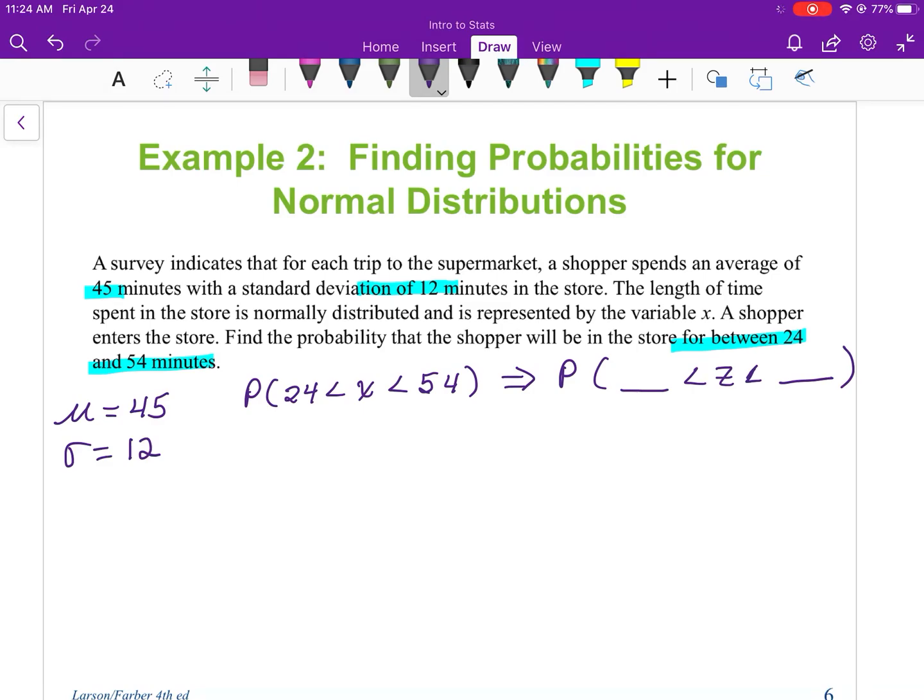The notation I'm going to use looks like this. I'm going to do the z-score first for 24. And so I'm going to take 24 minus the mean divided by 12, which is the standard deviation, negative 1.75. I'm going to put that right here. The next z-score is for 54.